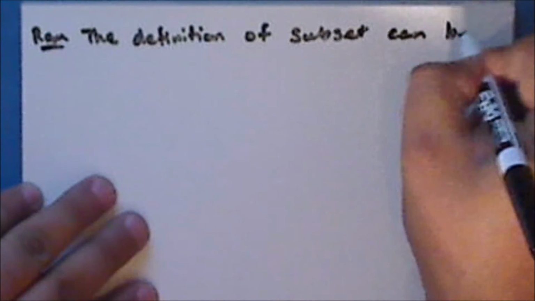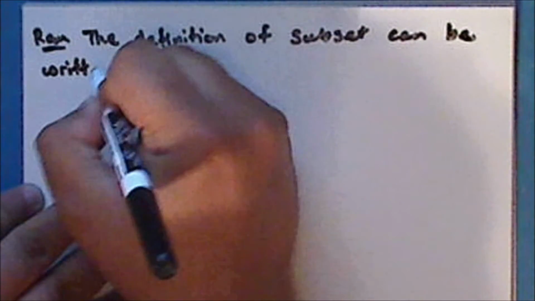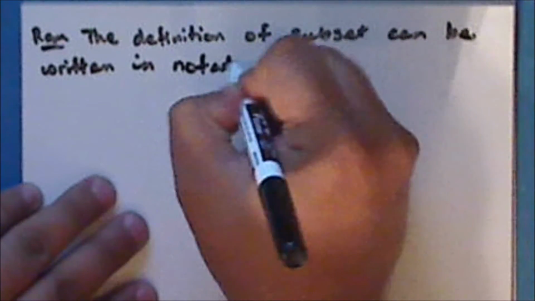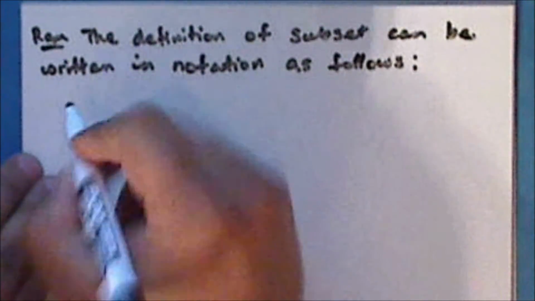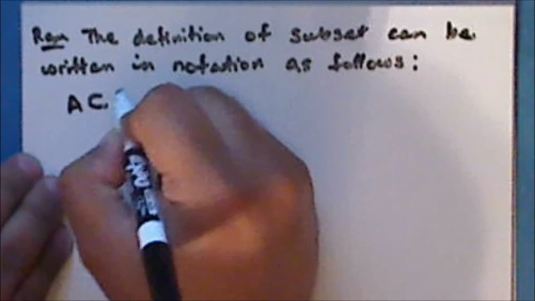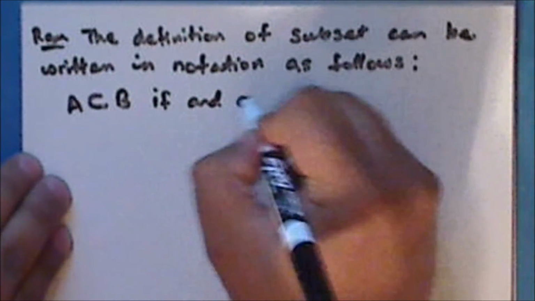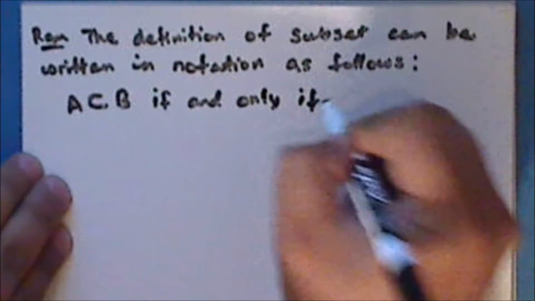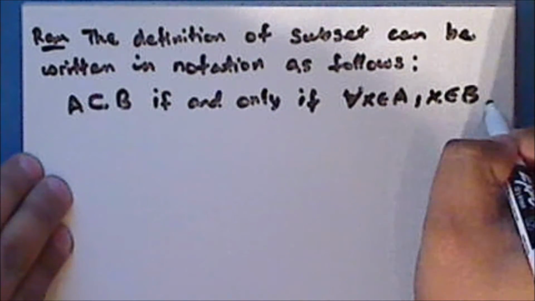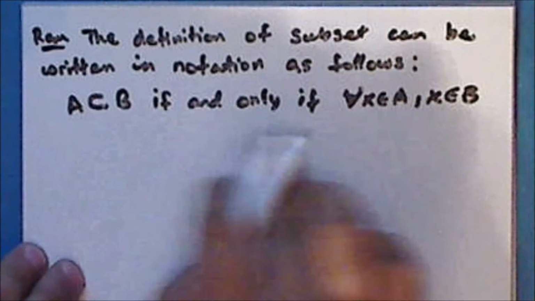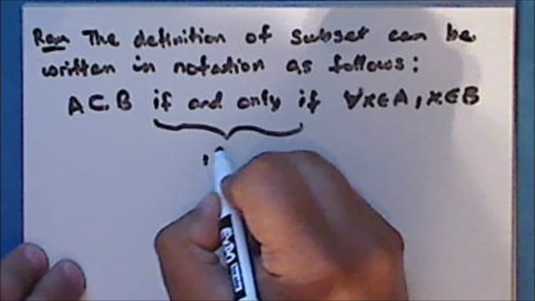And so the definition of subset can be written in notation as follows. A is a subset of B if and only if for every element x in the set A, that element x is in the set B. And the phrase if and only if is usually abbreviated iff.